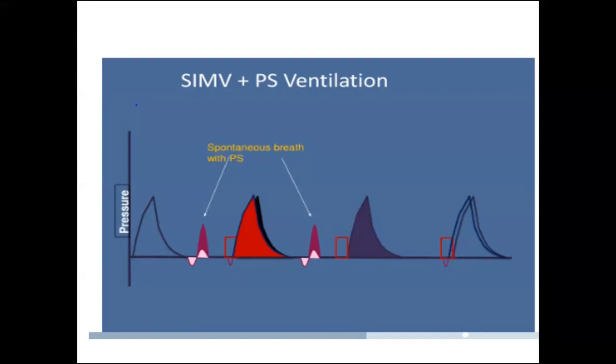So what is this breath here? That breath is assisted and synchronized. It's in the window. So is it clear? You have a mandatory controlled breath, you have a spontaneous breath which is supported by PS, and you have a synchronized assisted breath. So this is SIMV plus PS ventilation.